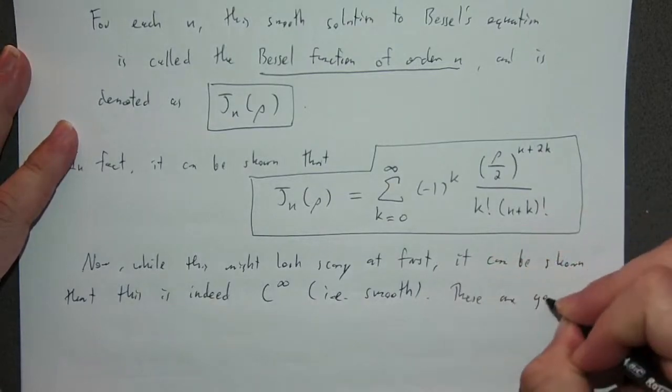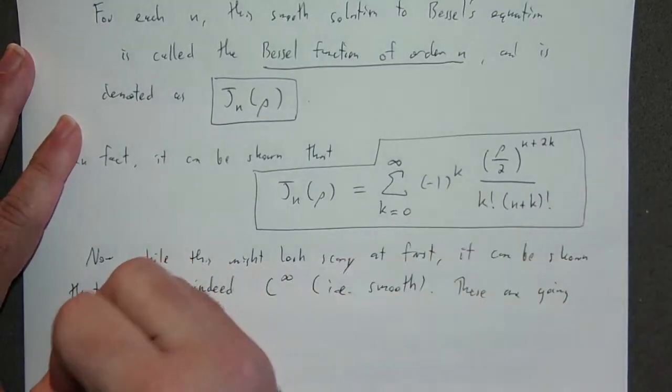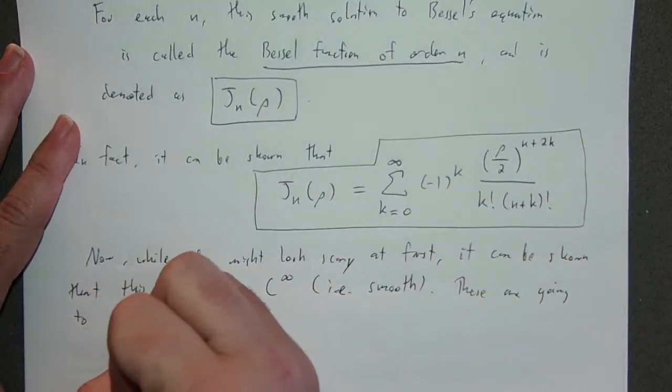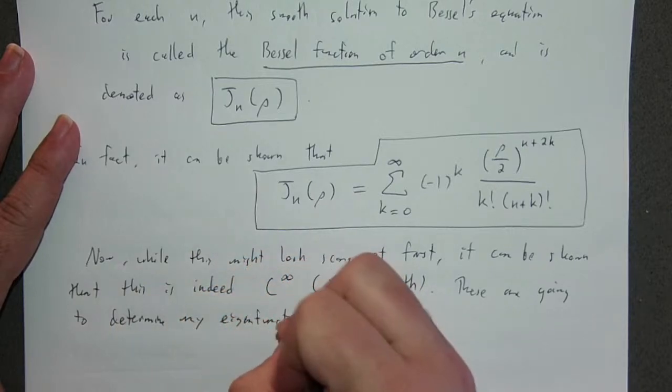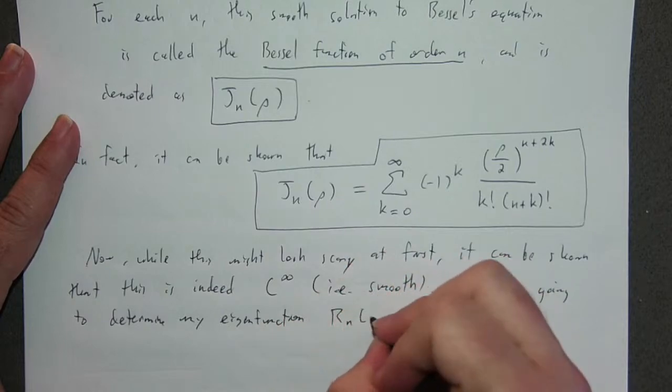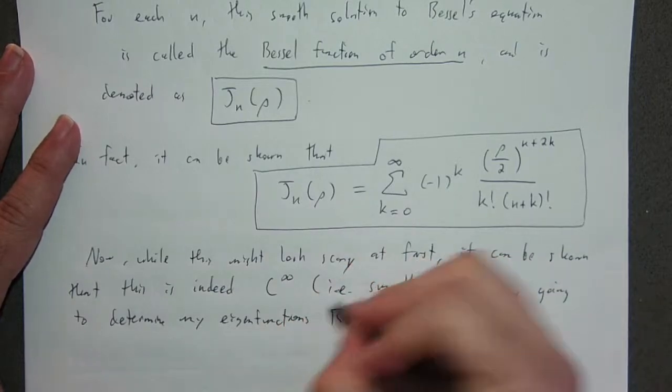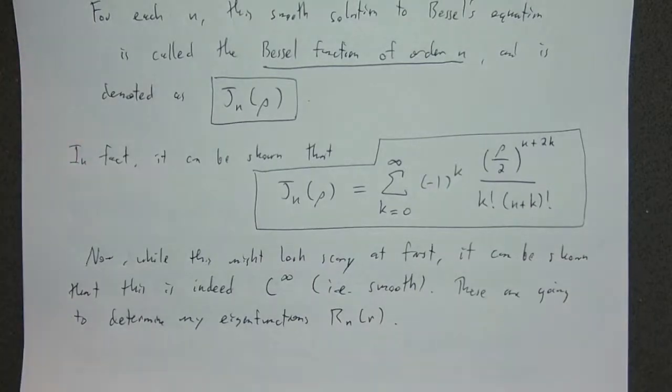These are going to determine my eigenfunctions, R sub n of r. And so we have eigenfunctions arising in this way that are given by these Bessel functions. Well, there might be some alarm raised here.